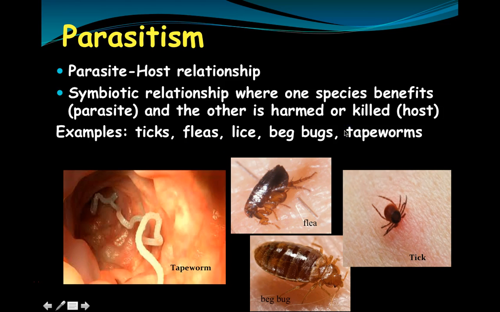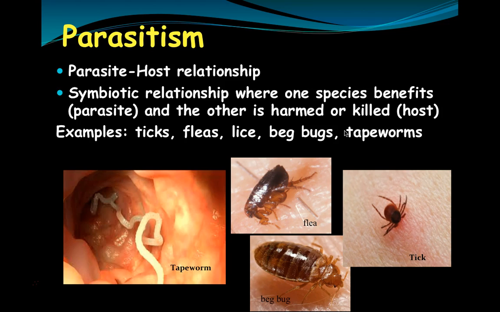The second symbiotic relationship is called parasitism, where we have a parasite-host relationship. The parasite is going to be the species that benefits from the relationship, and the host is going to be the one that is either harmed or killed in the relationship. Examples of parasites would be ticks, fleas, lice, bedbugs, and tapeworms.